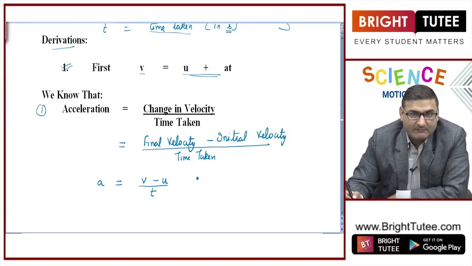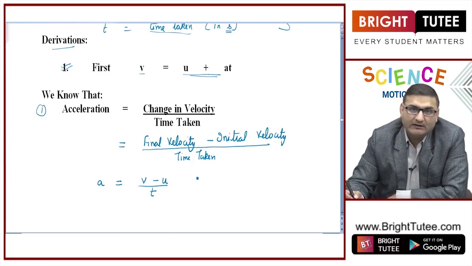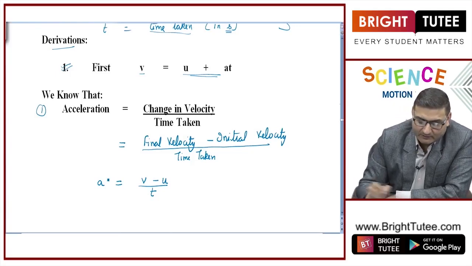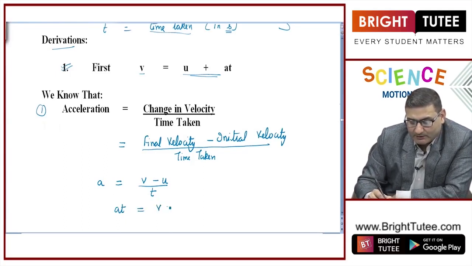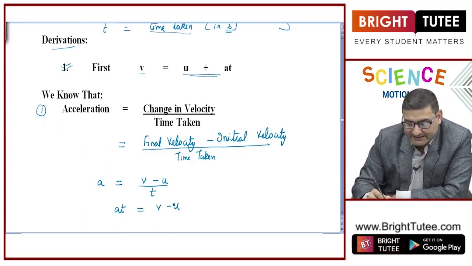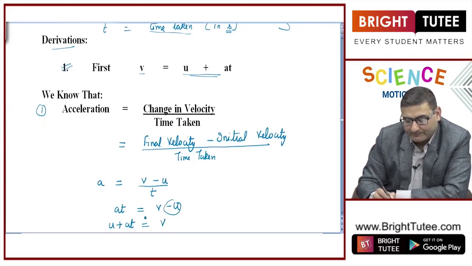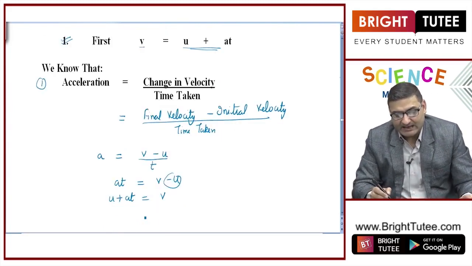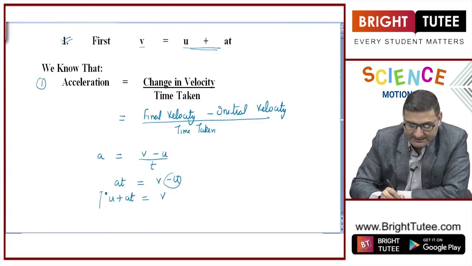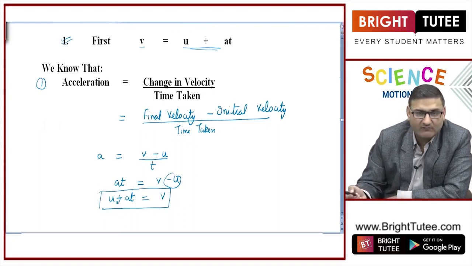So a is equal to v minus u upon t, right. If I cross multiply it, I will get a into t is equal to v minus u. Taking this minus u on the other end, I will see v is equal to u plus at, and this is what exactly my first equation of motion was.